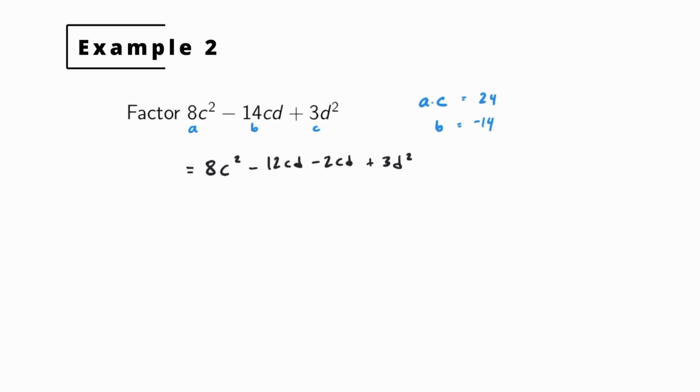You might ask, does the order in which I wrote these two terms matter? And the answer is actually no, it does not matter at all. If I had written negative 2CD and negative 12CD here, it wouldn't change the problem. All right, so now we factor by grouping.